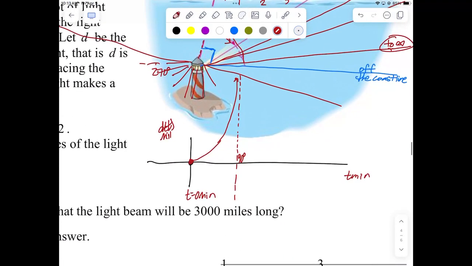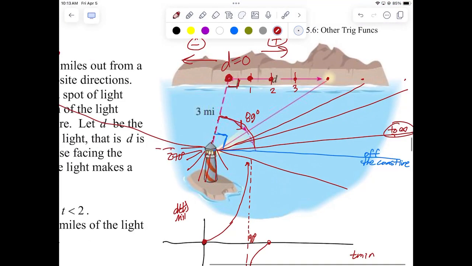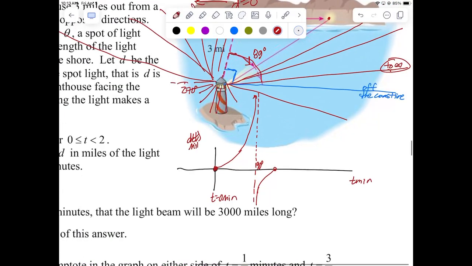So it's going to look something like this. It's going to jump on at negative infinity, and then it's going to come in and get back to 0. And then it's going to do it again. So right there you can kind of tell that the tangent graph is a perfect model for the situation that we have, right? The light beam gets further and further down the coast, approaching infinity.